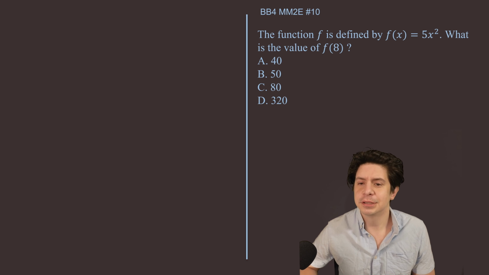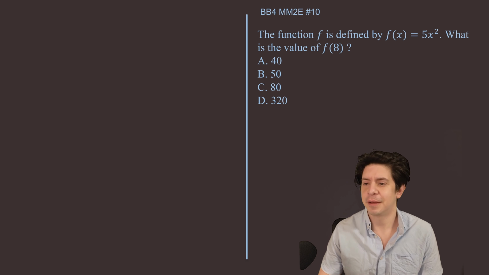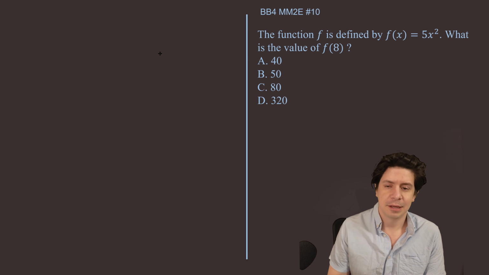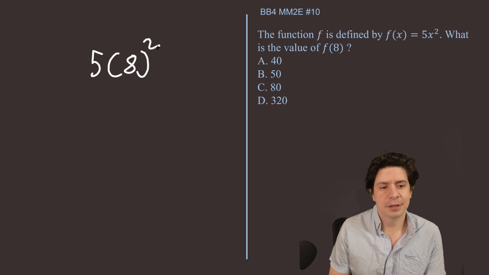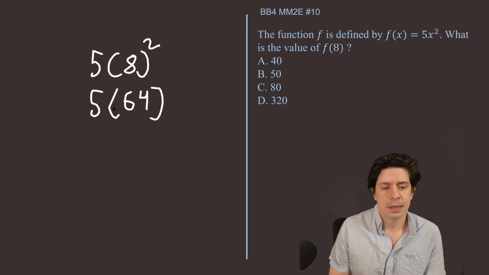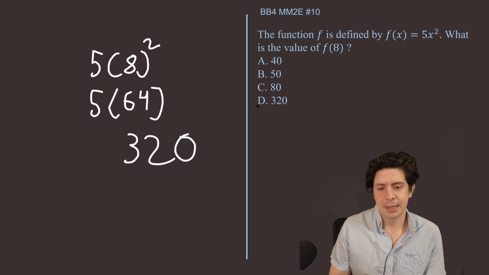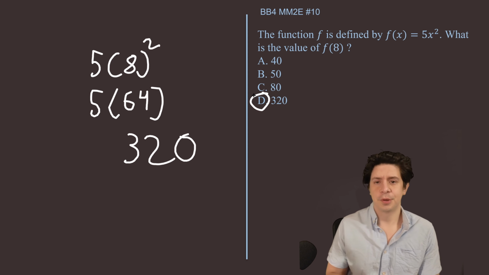And here the function f is defined by f of x equals 5x squared. What is the value of f of 8? Again, plug and chug, so it's going to become 5 parentheses 8 squared. And you can do this in a calculator. 8 squared is 64. 5 times 64 is going to become 320. And that is D.